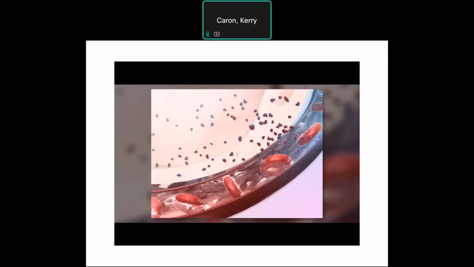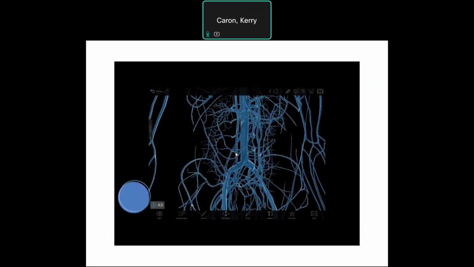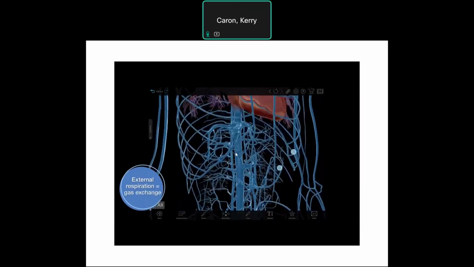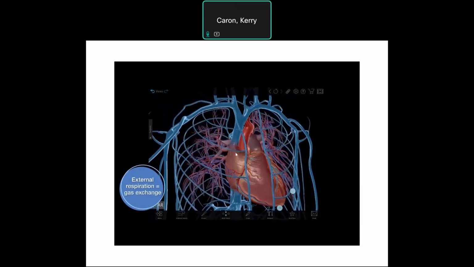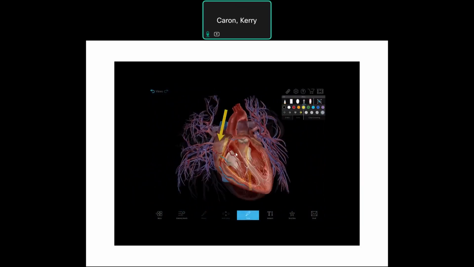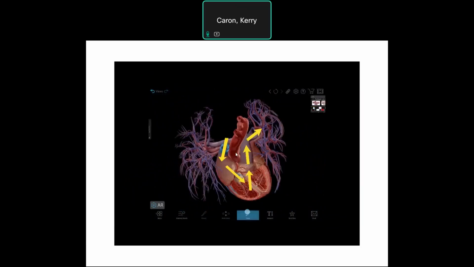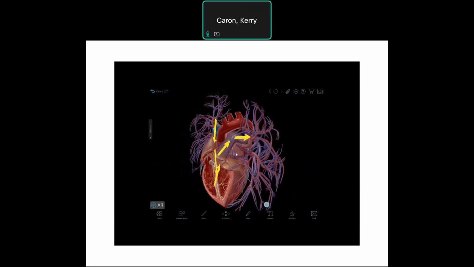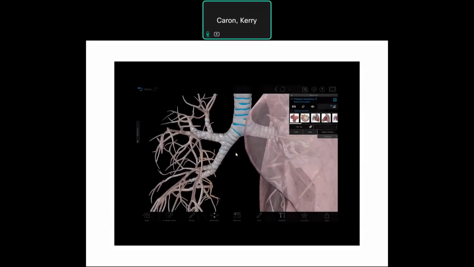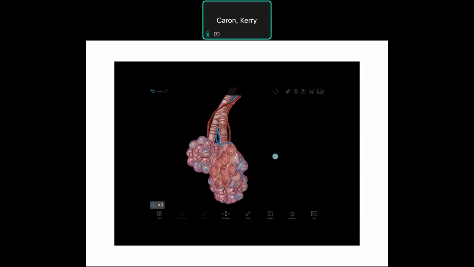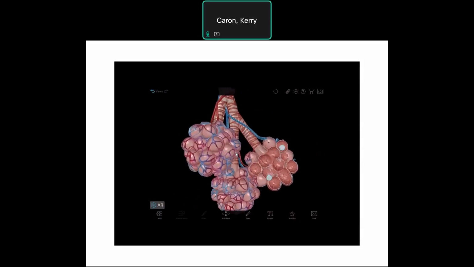Let's start with external respiration, also known as gas exchange. The body's veins carry deoxygenated blood to the heart, which pumps it into the blood vessels of the lungs, or the pulmonary loop. When you inhale, the air travels through the trachea and the bronchi of the lungs to tiny air sacs called alveoli. These sacs are surrounded by capillaries, blood vessels with thin walls.